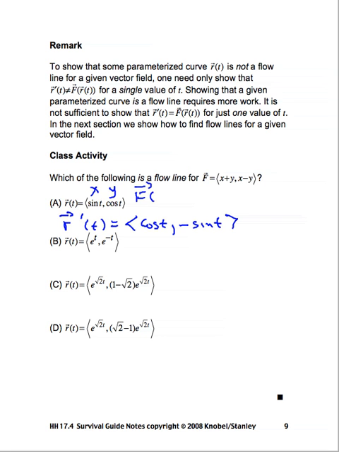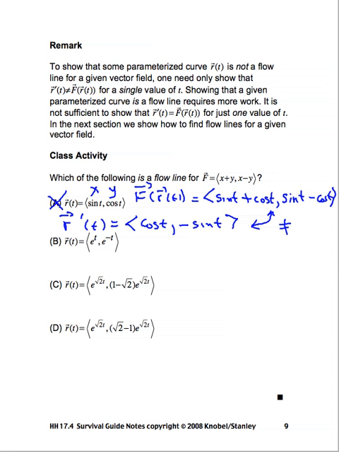Turning to f, f of r of t. X plus y, where x is sine and y is cosine, would be sine of t plus cosine t. X minus y would be sine of t minus cosine t. And if you compare f of r of t with r prime of t, you can see that these are not equal for all t. So this is definitely not a flow line for that vector field.